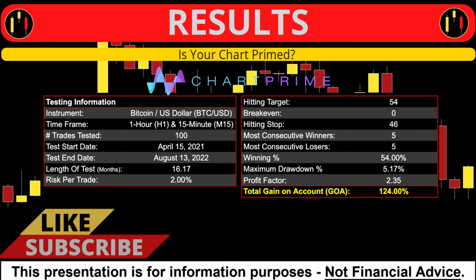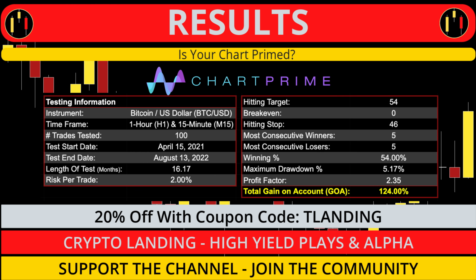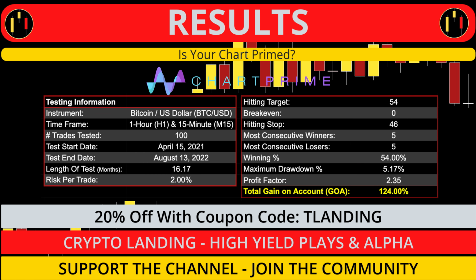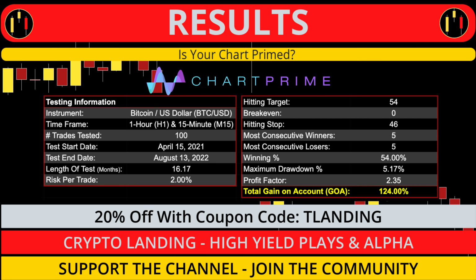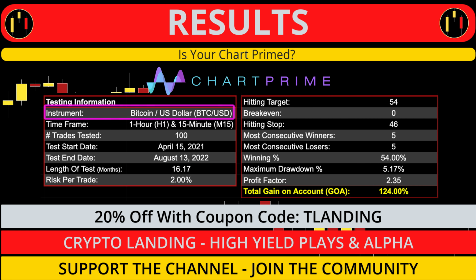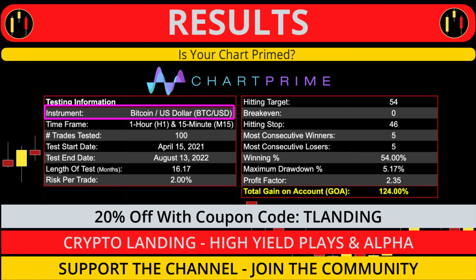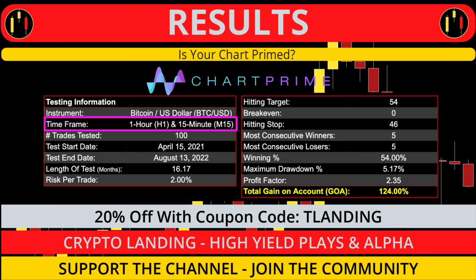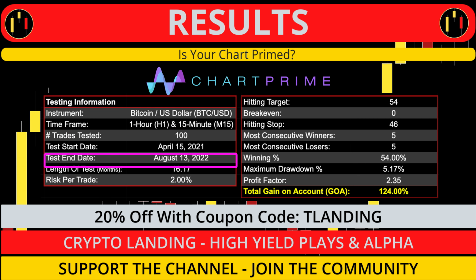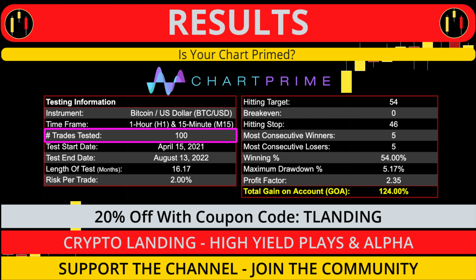Remember, this is just 100 tests on one instrument. If you are thinking of using this system, please do extensive back and forward testing, and be sure to let our community know what you discover. This test was done on Bitcoin versus the US dollar using both 1-hour and 15-minute Japanese candlesticks. It took a brisk 16 months to find the 100 trades.